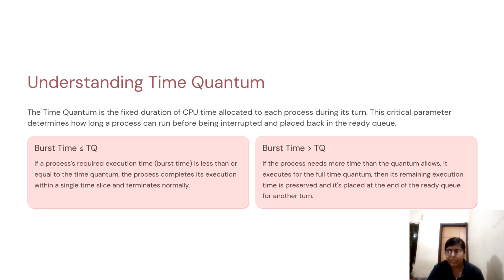The most important concept here is the time quantum. Each process gets CPU for a fixed amount of time. If it finishes within that time, it leaves the system. If not, the remaining part is added back to the queue.